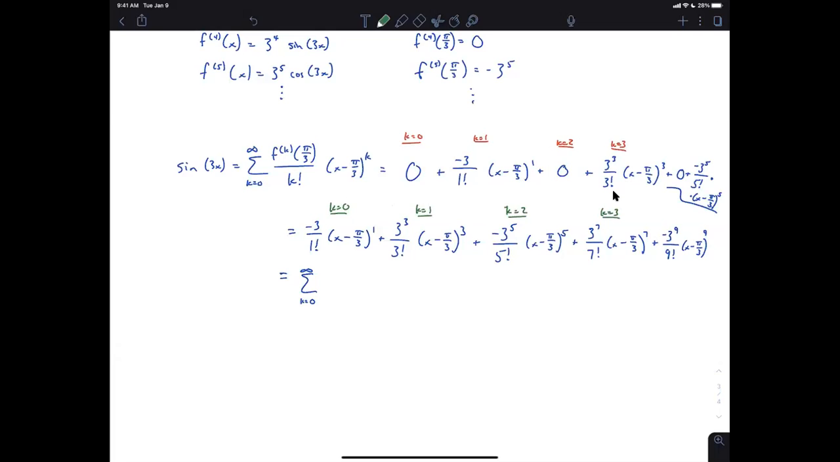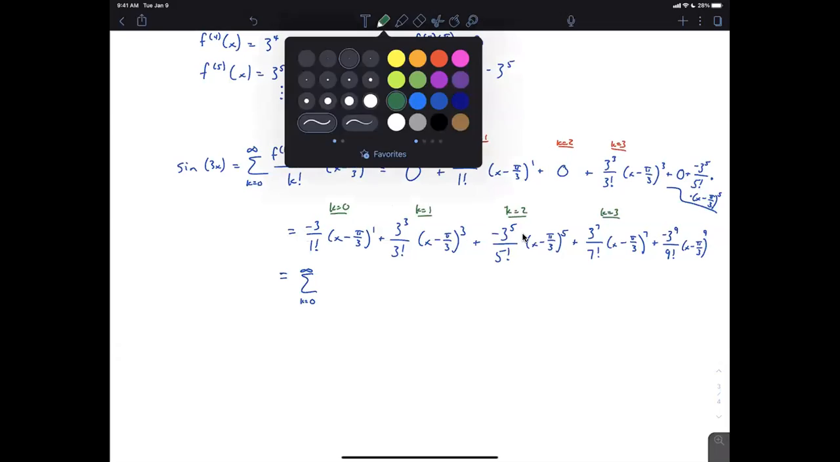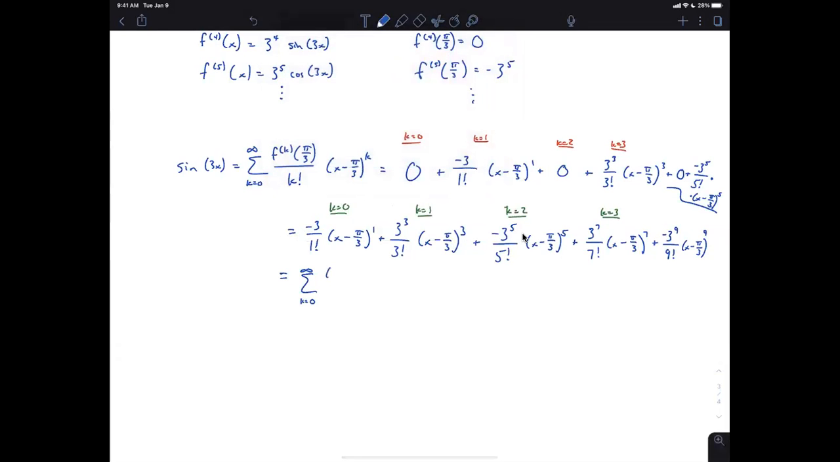So now there's a couple things going on with this. We've got the top alternating. So it's negative, positive, negative, positive. For that to happen, we're going to go with -1 to the k plus 1 here.